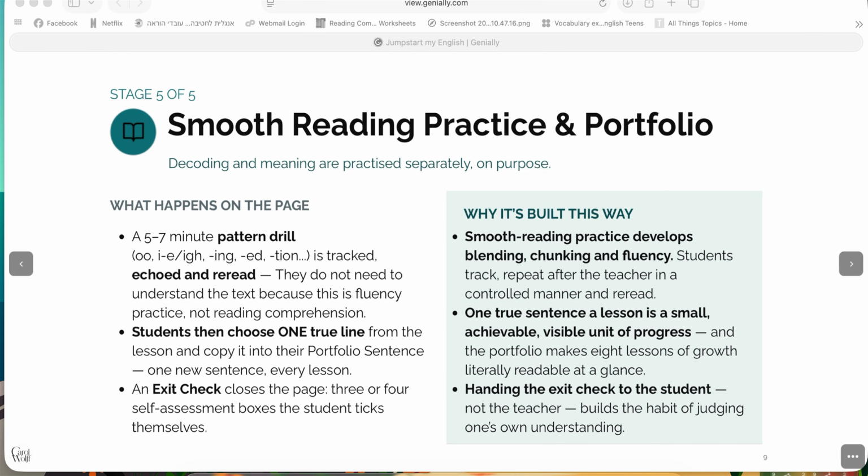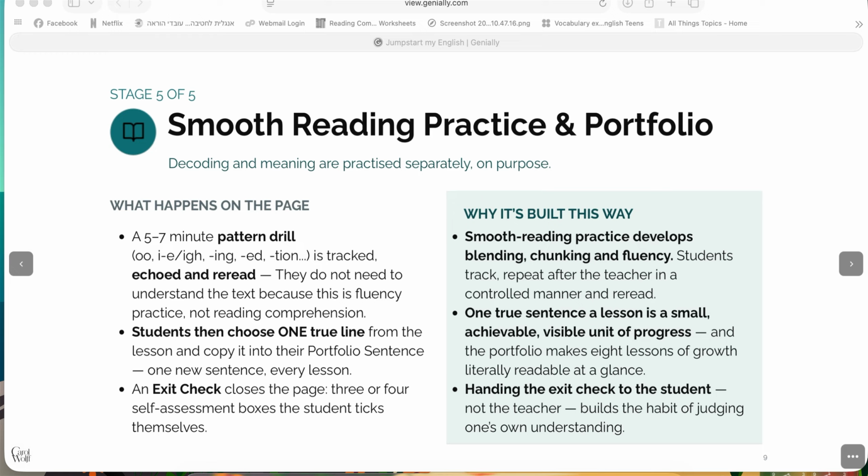I like this one. I've called it smooth reading. It's a short fluency activity. Students track the text, repeat after the teacher, and reread short sections containing useful spelling patterns and word chunks.